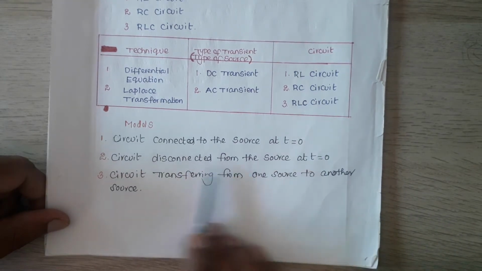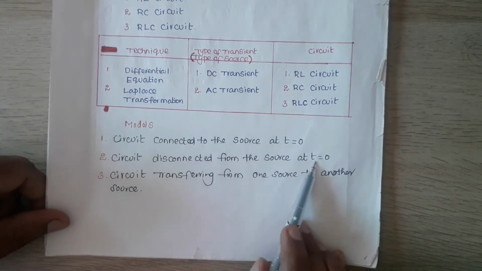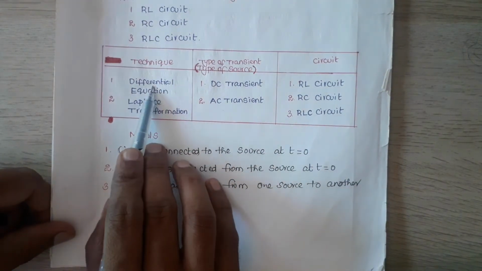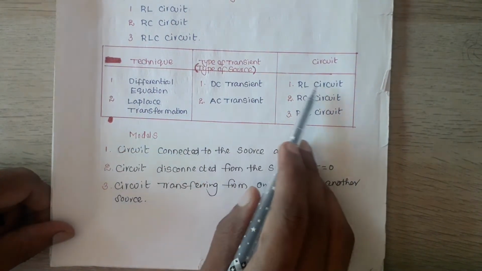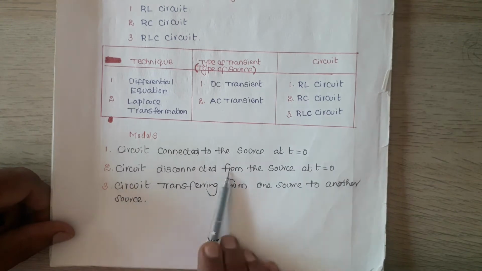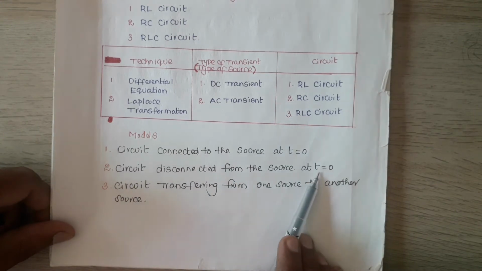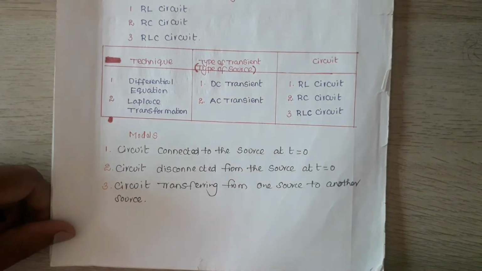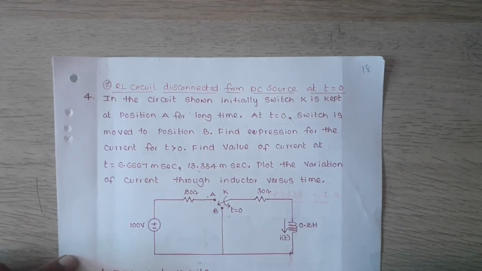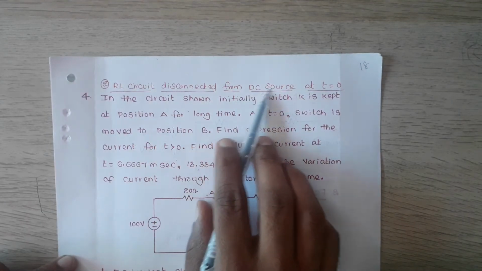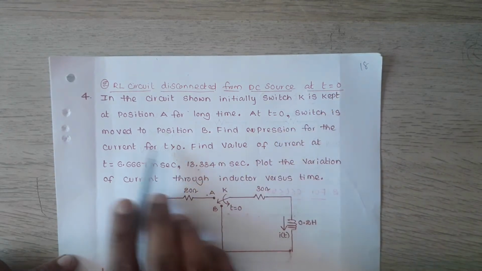Now we are in this topic: circuit disconnected from the source at t equal to 0. So, differential equation approach, DC transients, RL circuit, circuit disconnected from the source at t equal to 0. Here the RL circuit is disconnected from the DC source at t equal to 0.